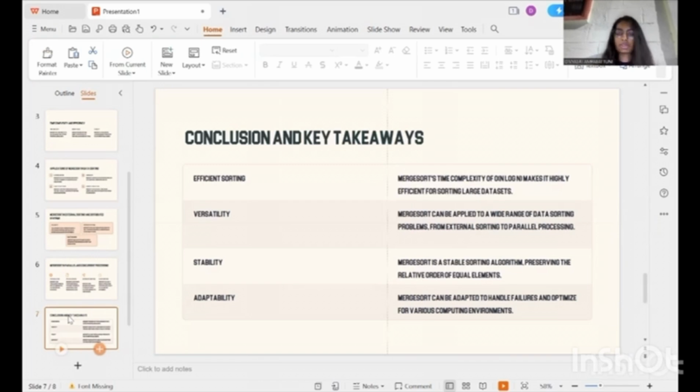So these are the things that I've discussed. From the start, I have discussed what merge sort is, its time complexity, its space complexity, the principles on which merge sort works, and the applications of merge sort, that is data sorting, external sorting, parallel processing, distributed processing, and so on. So these are the key points that I've discussed in this video.